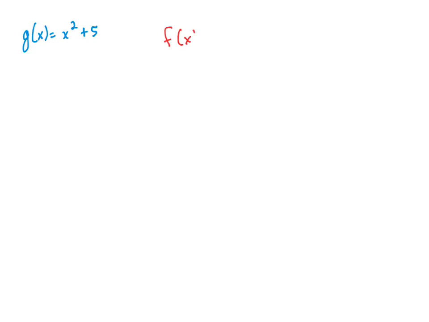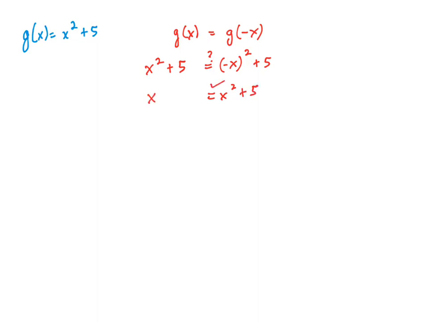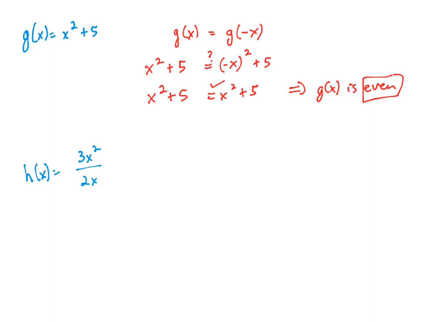So our function is g, so let's say g of x, is that equal to g of negative x? Well, g of x is x squared plus 5. Is that equal to g of negative x? So I'm going to put a negative in for x, and we end up with x squared plus 5, and that is, in fact, equal to our original function. So we'd say that g of x is even. And once we know that the function is even, there's no other work for us to do.